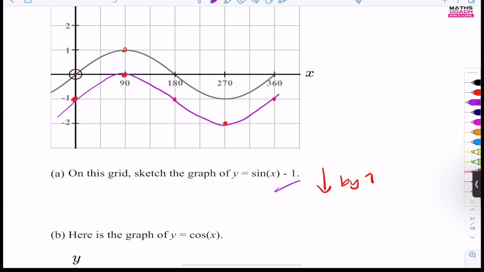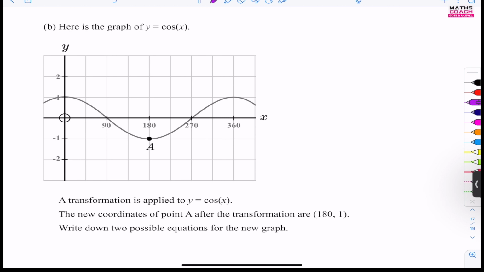That's that done. Part b, here is a graph of y equals cos x. A transformation is applied to y equals cos x. The new coordinates of the point A after the transformation is (180, 1). So point A after the transformation is at (180, 1). Currently it's at (180, -1). So to be at (180, 1), it means it's gone up there.